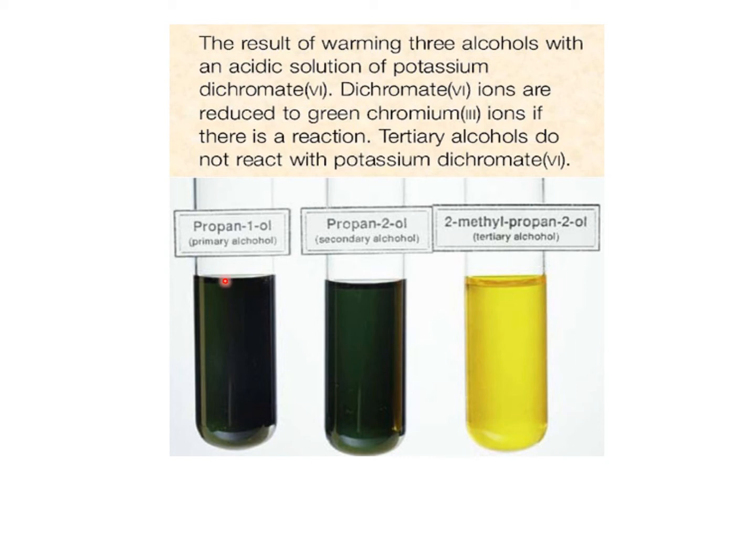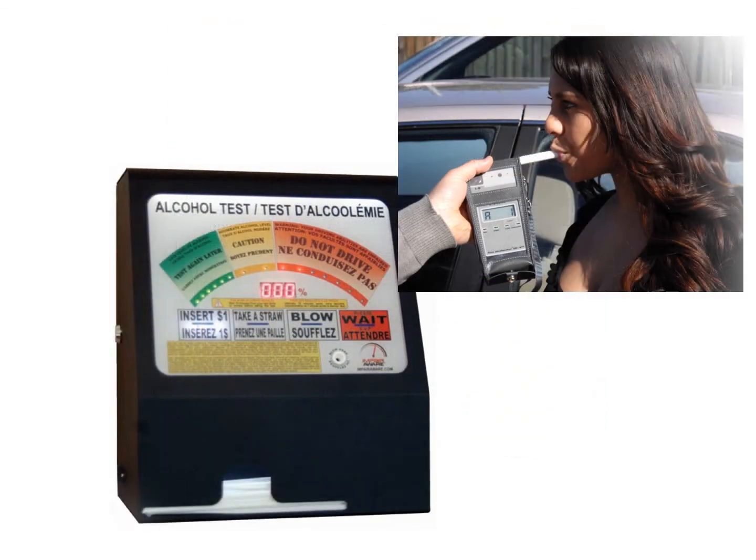With propan-1-ol or 1-propanol, green. Green also for propan-2-ol or isopropyl. And this is the negative result. This is the principle involved in the alcohol breath test. If it tells that you are drinking while driving, there is going to be a color reaction.